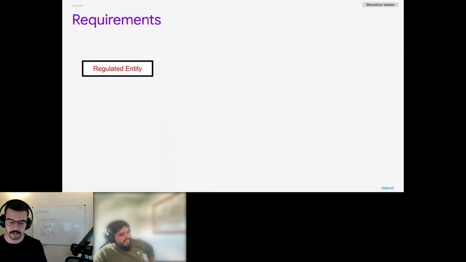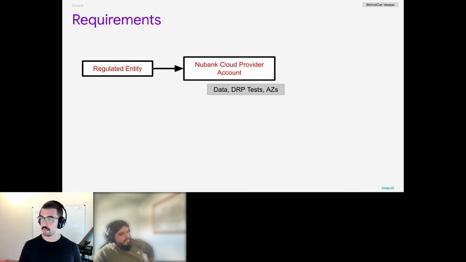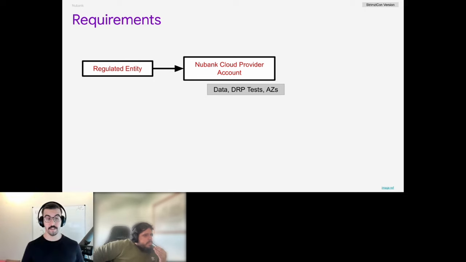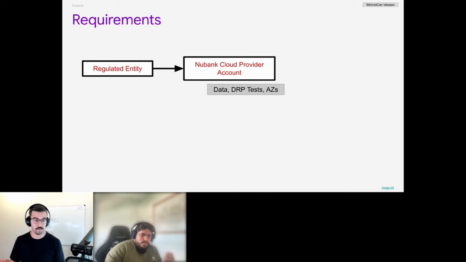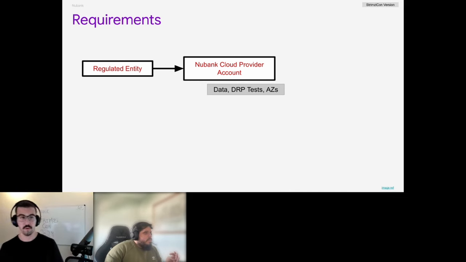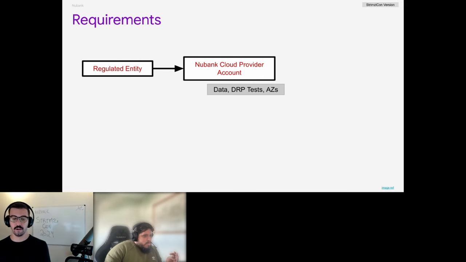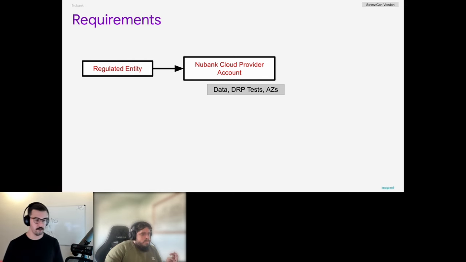The bank is a regulated entity. So this means that we have constraints that are not defined by us, but by central banks, for example. And there are a lot of rules on where our data can reside. And there are some disaster recovery plan tests that we have to execute every year so we can prove to regulators that our infrastructure is very reliable. So we decided that Nubank's customer data should live in a cloud provider account that is owned by Nubank.